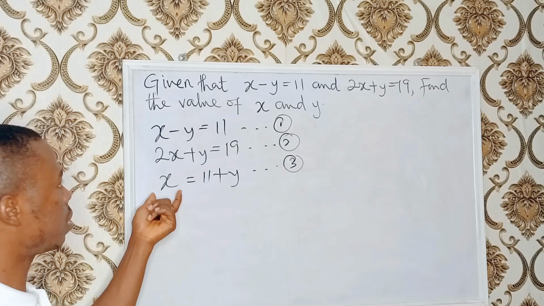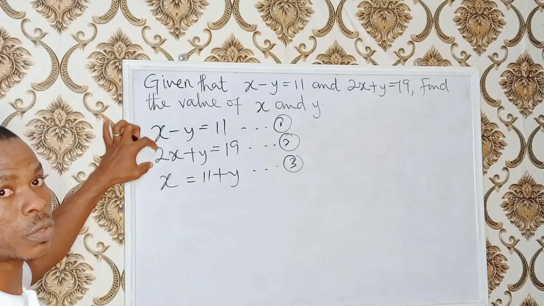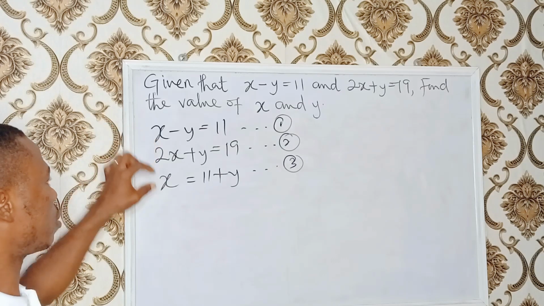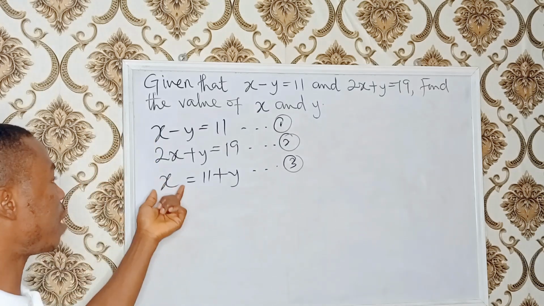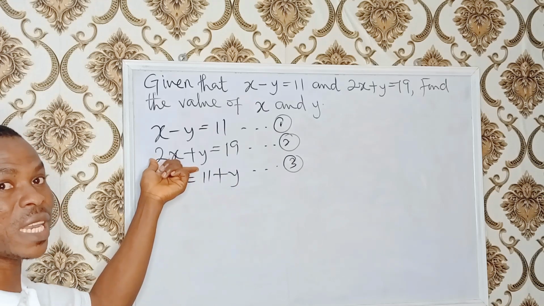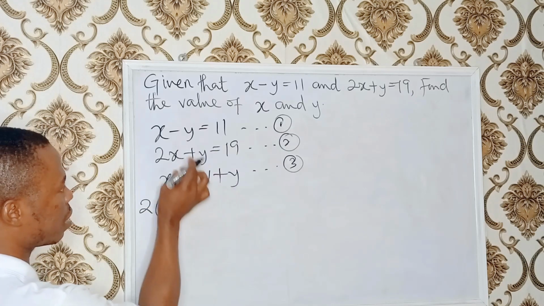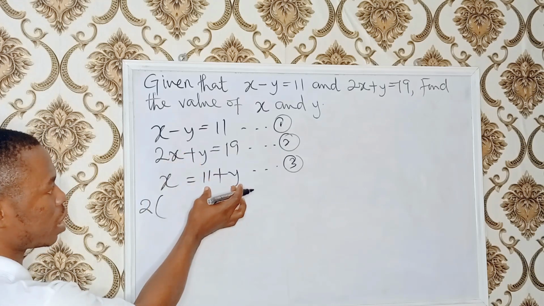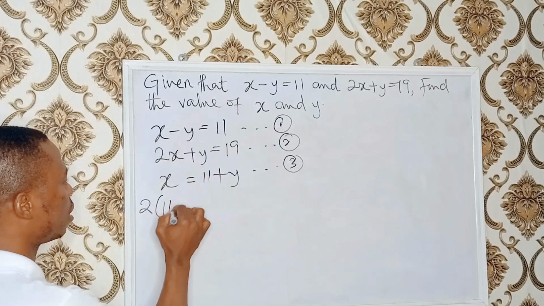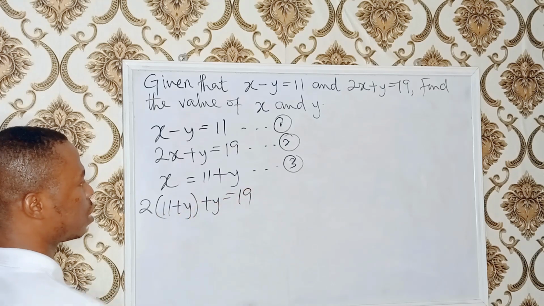Alright, now this equation 3, I will substitute it in equation 2. This equation 3, the value of x I got here, which is 11 plus y, I will substitute it in equation 2, and that will give us 2 open brackets. Instead of writing x, I'll put 11 plus y, then plus y equals 19.